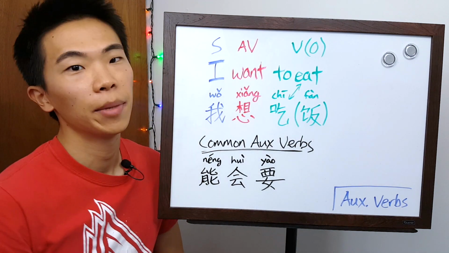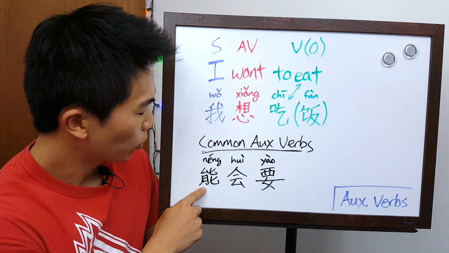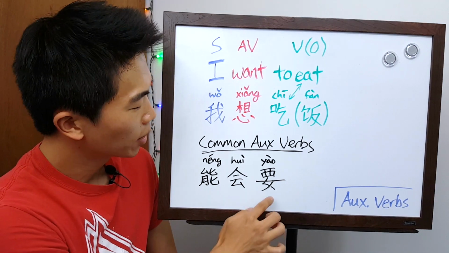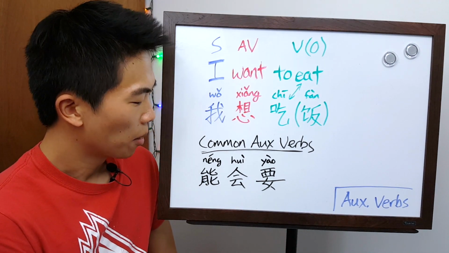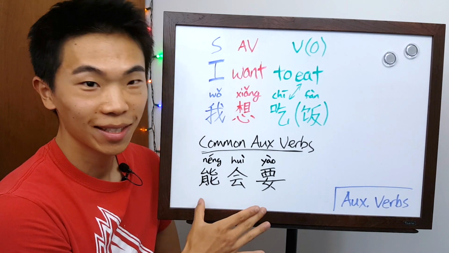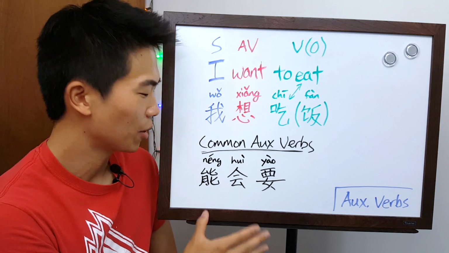Now, some other common auxiliary verbs include 能, which is able to, 会, which is know how to, and 要, which is will. But the reason why I didn't include any English on here, and I'm not going to talk about this, is because this is way beyond the scope of this video.